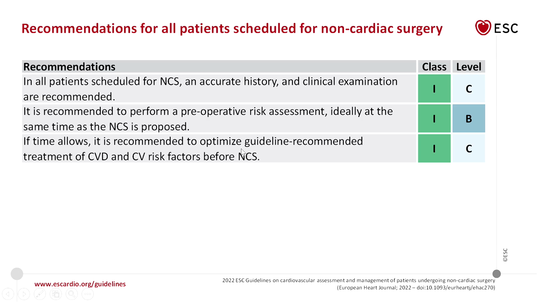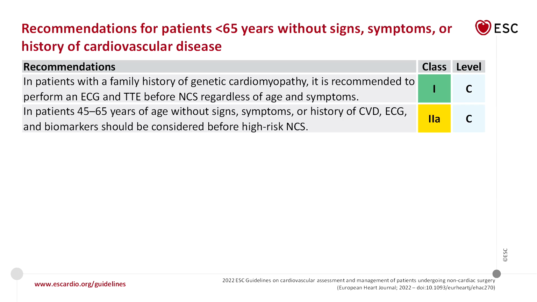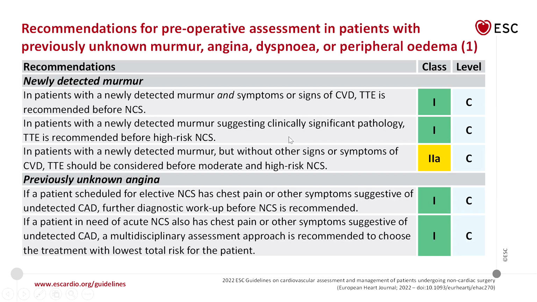If time allows, it is recommended to optimize guideline-recommended treatment for cardiovascular disease and risk factors before non-cardiac surgery. So all the treatment should be optimized before non-cardiac surgery. In patients with genetic cardiomyopathy, we can do ECG and echo before surgery regardless of age and symptoms. If the patient is 45 or 65 years of age without signs or symptoms, then ECG and biomarker should be considered.